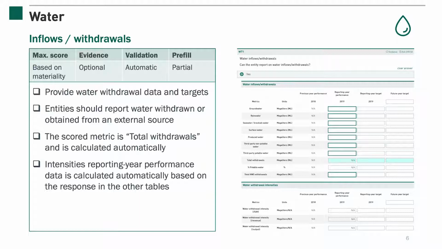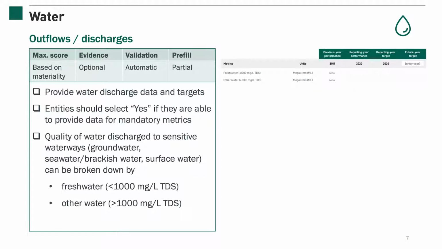The second table in this indicator is the intensities table. The reporting year performance data for this table is calculated automatically based on the values provided in the table above. The second indicator in the water aspect is water outflows and/or discharges. Again, only answer yes if you can report all of the mandatory metrics in the performance table.